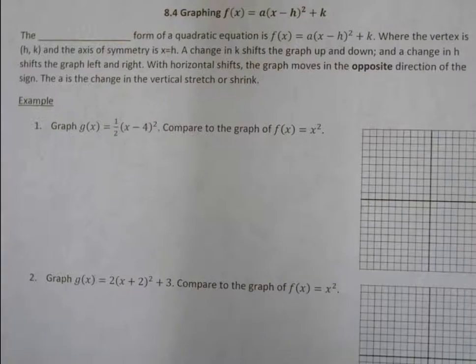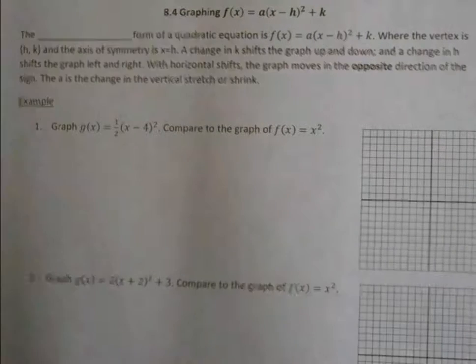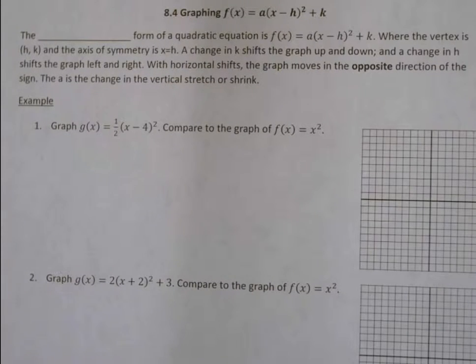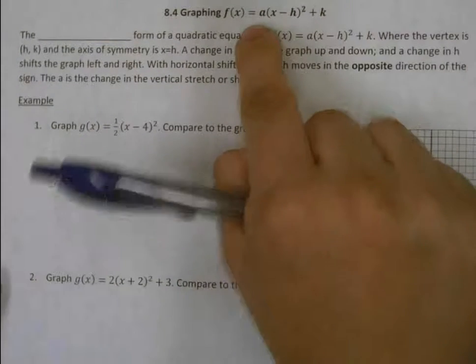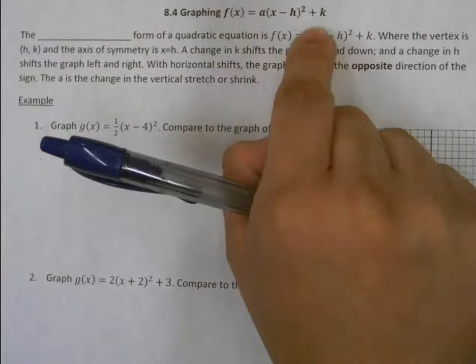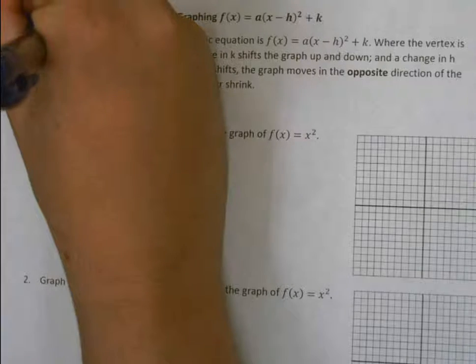Okay, so today we are still graphing quadratics, but they look a little different. Instead of being in the form ax squared plus bx plus c, it's a times the quantity of x minus h squared plus k. This is called the vertex form.